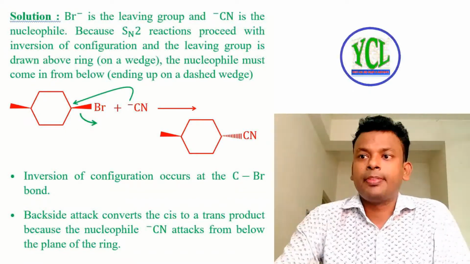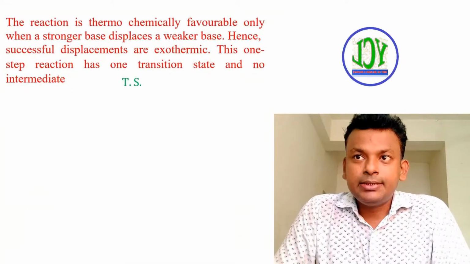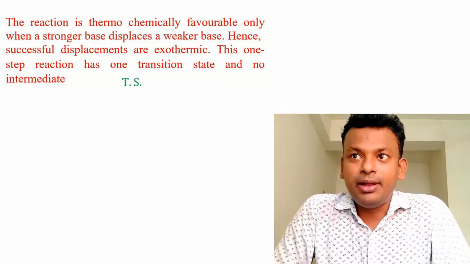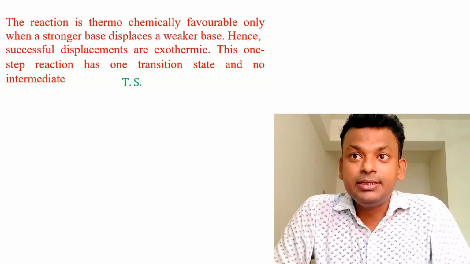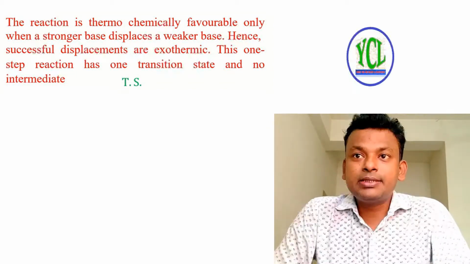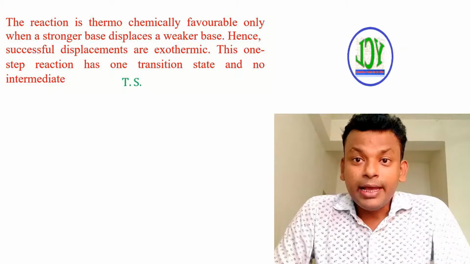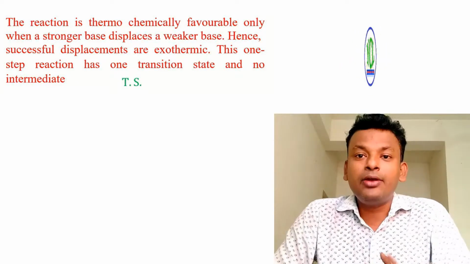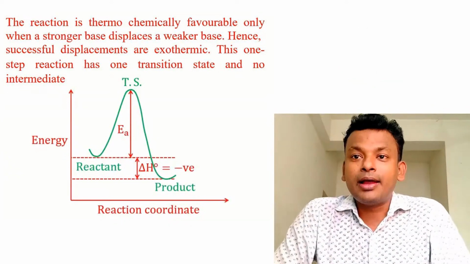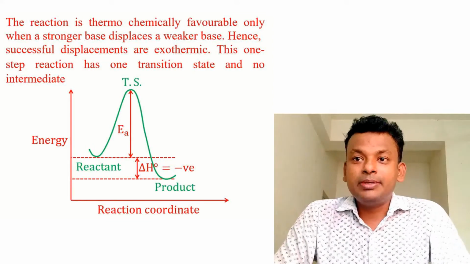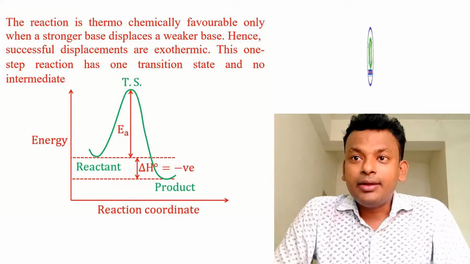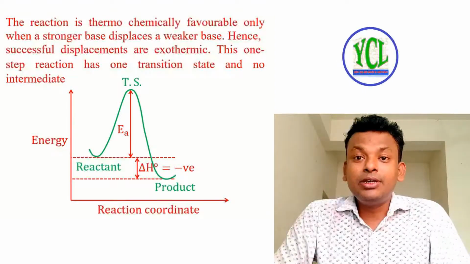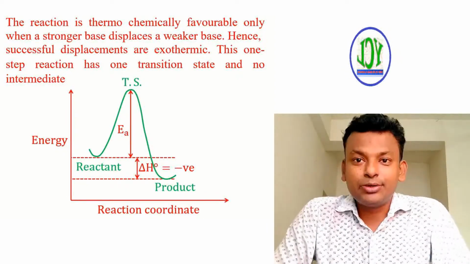So next, the reaction is SN2, which is thermochemically favorable only when a stronger base displaces a weaker base, hence the displacement is exothermic. This one-step reaction has one transition state and no intermediate. In the given energy diagram against reaction coordinate, the activation energy and transition state are shown. Here delta H is negative, so it is an exothermic reaction.